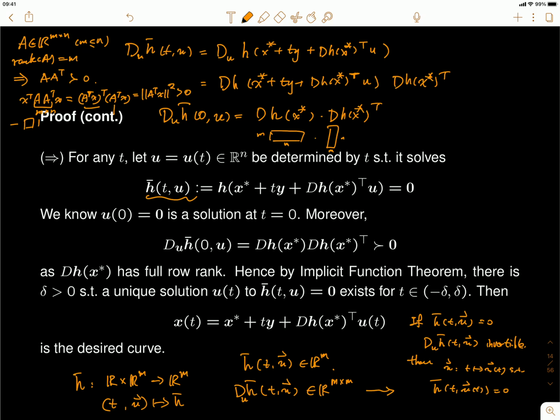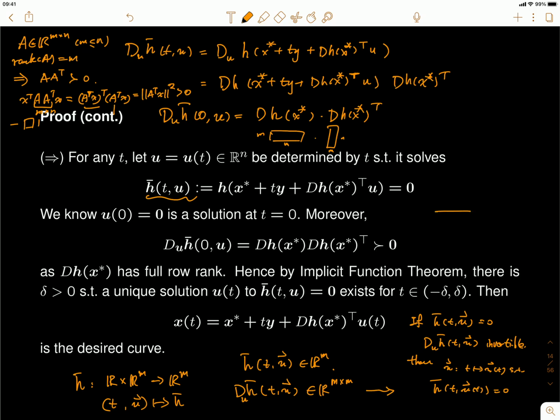Okay, and that means for A A transpose, when you multiply x to the two sides, you get a positive number, as long as x is non-zero. That means A A transpose is positive definite. And that means this one is positive definite, and definitely that means it's invertible. Okay, and since it's invertible, then by the implicit function theorem, we know that we can determine a function u uniquely near t equals 0.